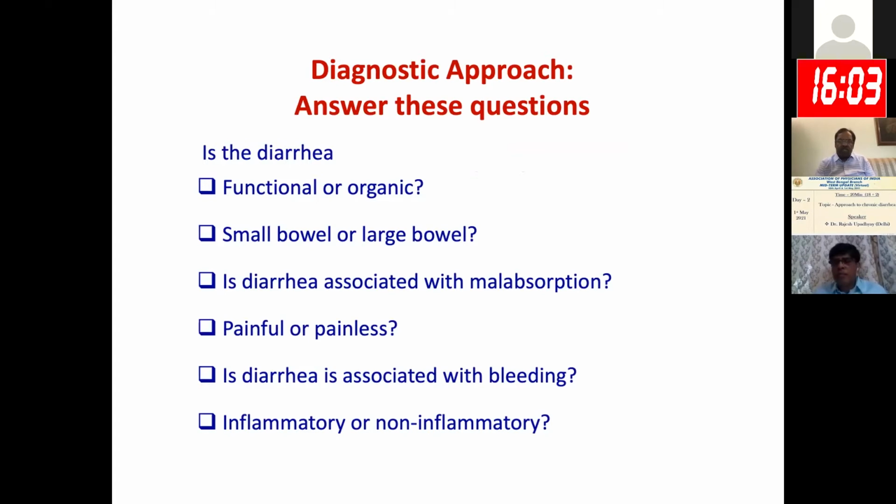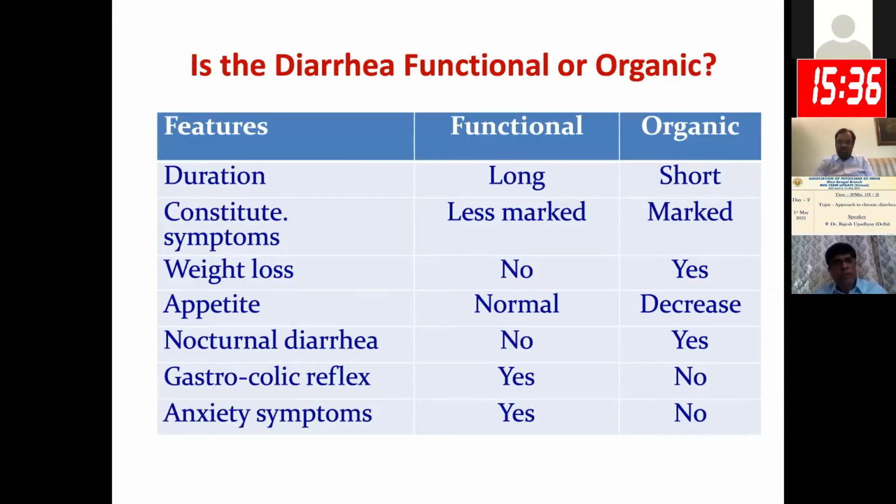investigations. Is the diarrhea functional or organic? Is it of a small bowel type or a large bowel type? Is the diarrhea associated with malabsorption? Is it a painful diarrhea, which means associated with abdominal pain or painless? Is the diarrhea associated with bleeding? And that could clearly mean large bowel. Is the diarrhea inflammatory or non inflammatory? So we'll move on to answer these questions.